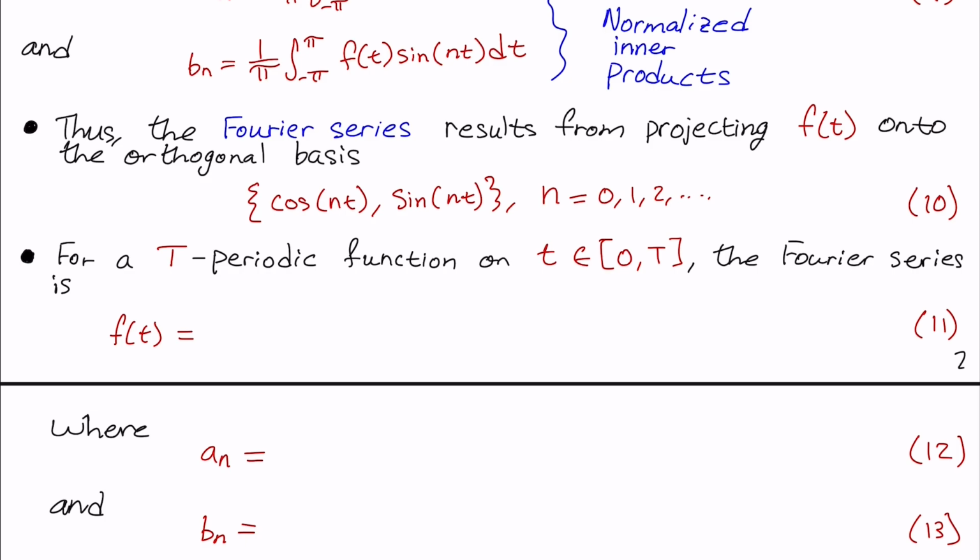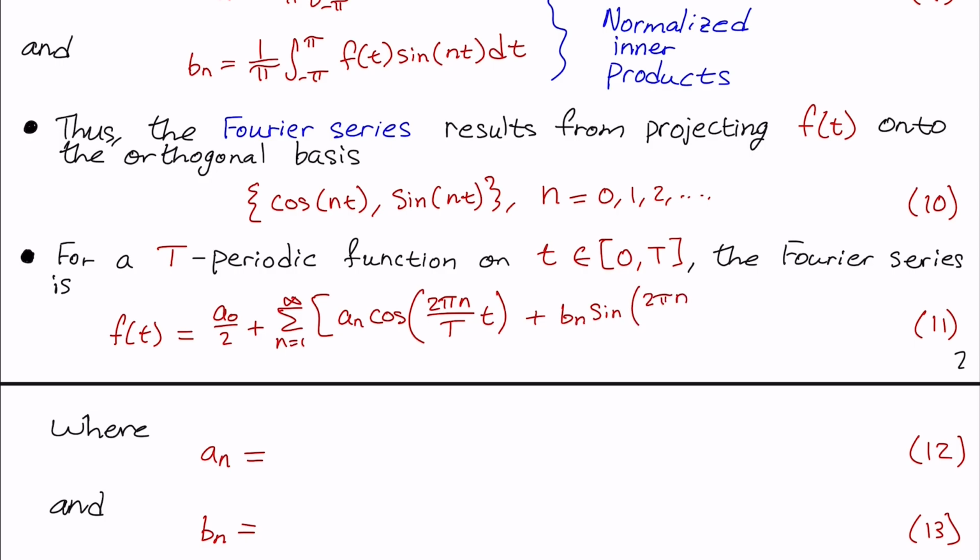Okay, so now for a capital T periodic function on the interval from 0 to capital T, the Fourier series is simply going to be a0 divided by 2 plus the infinite sum from n equals 1 to infinity of an times the cosine of 2 pi n over big T times lowercase t, plus bn times the sine of 2 pi n over big T times lowercase t.